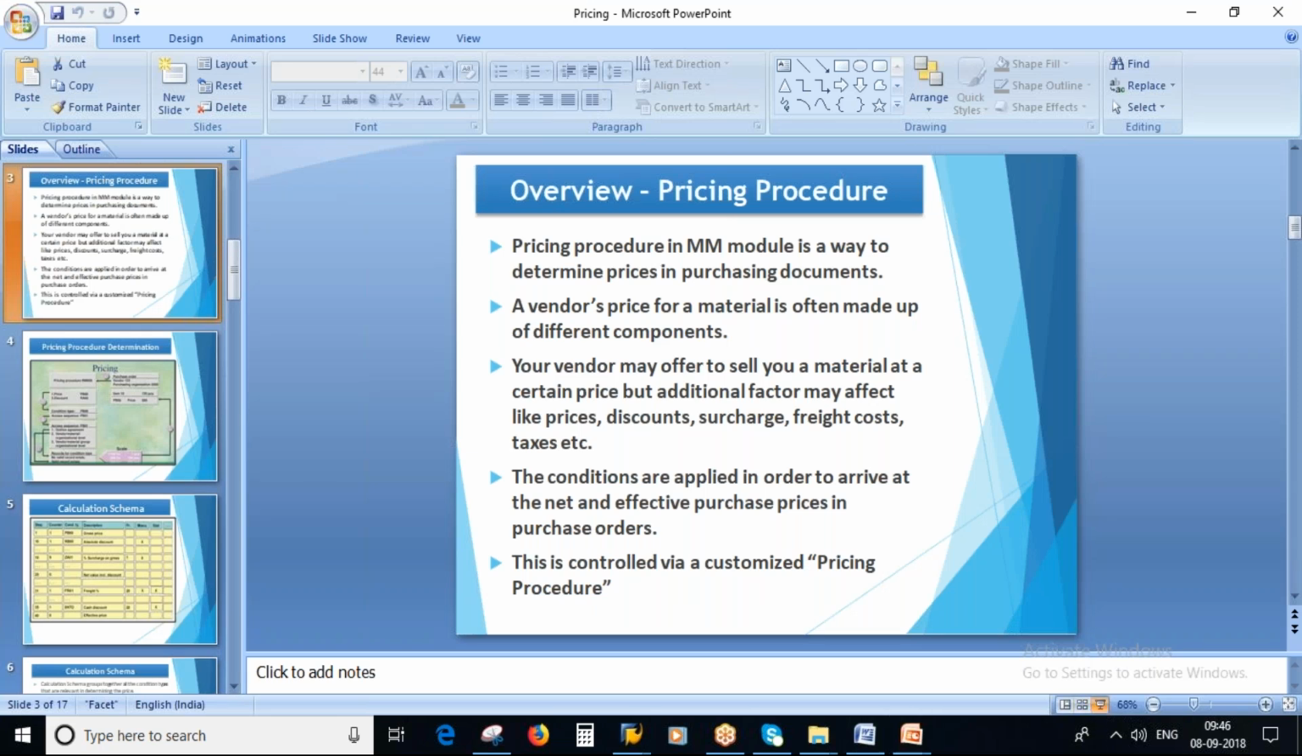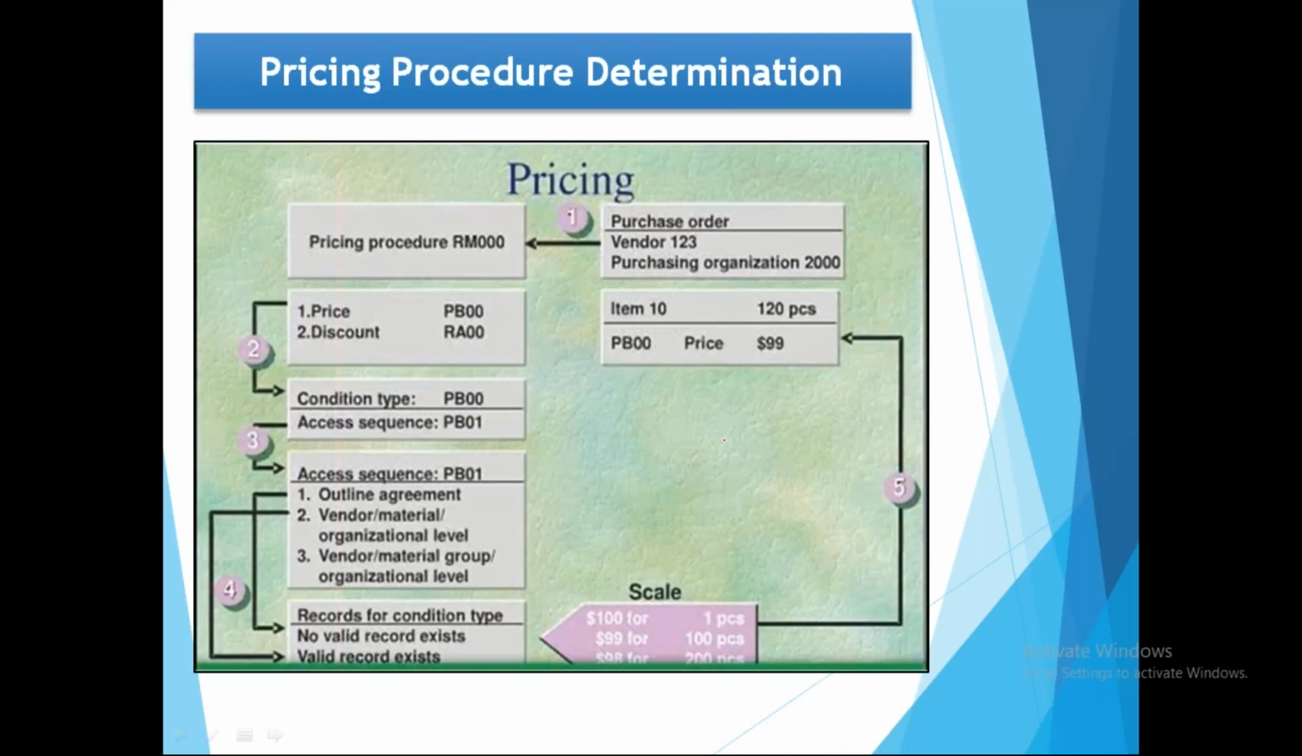Okay, so the pricing procedure basically happens like this. Whenever you are creating a purchase order for a vendor and a purchasing organization, what the system does is, first, the system will determine the pricing procedure. Step 1. This pricing procedure will contain the conditions like price, discount. Now in this condition type, let's say if you take a condition type PB00, it will have an access sequence. I'll show you all these things in the system.